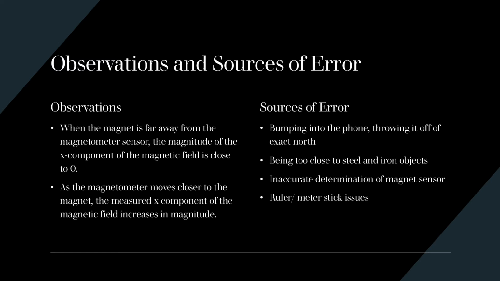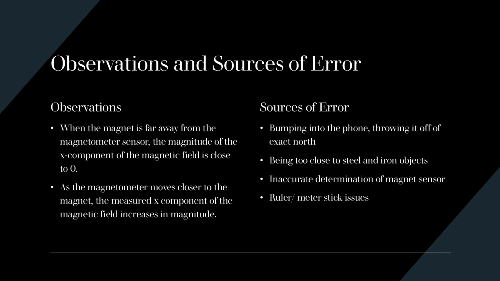My observations throughout this procedure were that when the magnet was very far away from the magnetometer, the sensor read close to 0, and then as it moved closer and closer to the magnet, it increased in magnitude. My sources of error were that I kept accidentally bumping into the phone sometimes, so I'd have to reset it. In addition, it was hard to get away from steel and iron objects.